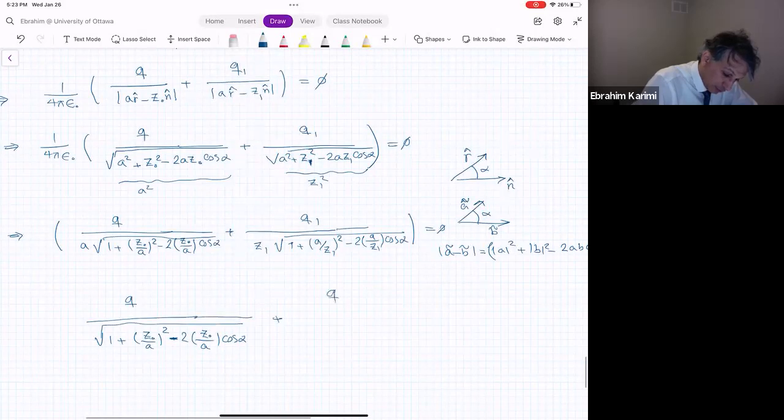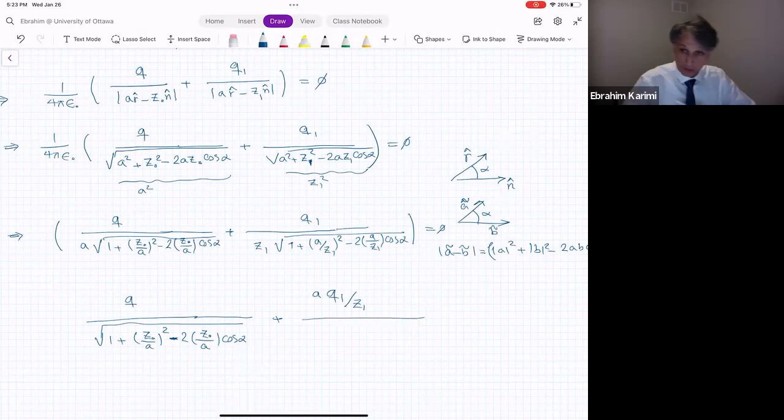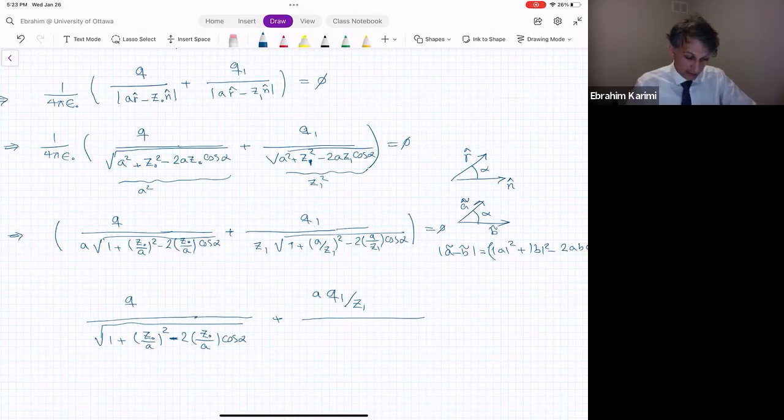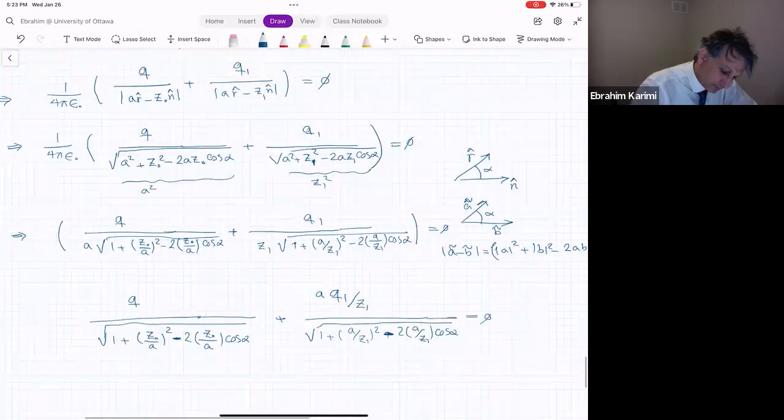plus Q1 A divided by Z1. I multiply both sides by A, and I took away the Z1 in the denominator, and I just place it in the Q1. Okay, and that will be 1 plus A divided by Z1 to the power of 2 minus 2A divided by Z1 cosine of alpha equal to 0. Okay.